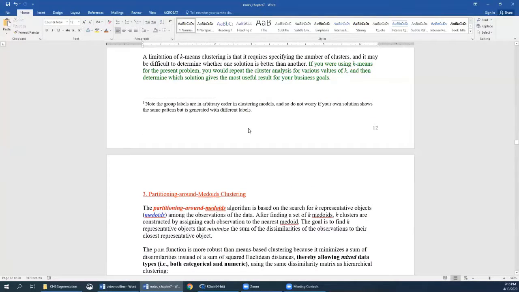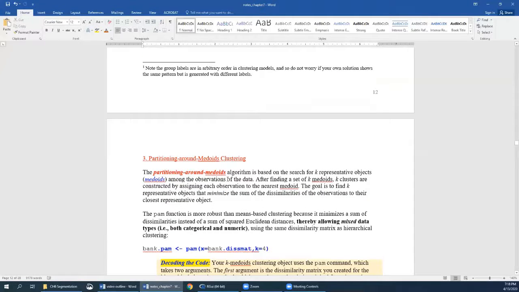The third and final distance-based clustering method I want to cover is called partitioning around medoids, or PAM. Partitioning around medoids is based on the search for k representative objects, or medoids, among the observations of the data, meaning that we're using actual observations as the center point. One of the key ways that it varies from k-means is that instead of using a kind of average, perhaps artificial, center point around which to create the distances and clusters like we did for k-means, PAM uses a medoid, which is an actual data point in the center of the cluster.